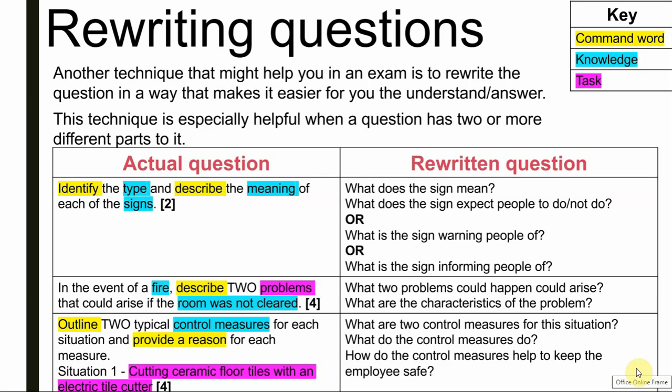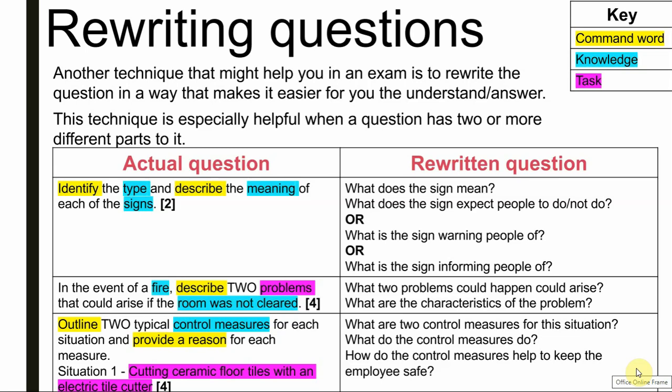Carrying on having a look at some of our exam technique, we're going to have a look at another technique for if you're struggling in the exam. So if you've broken down your question in the exam, you know what identify means, you know what describe means, you've broken down what the knowledge part is and the task part, and you're still not 100% sure how to answer the question, rewriting the question is a really good thing to do.